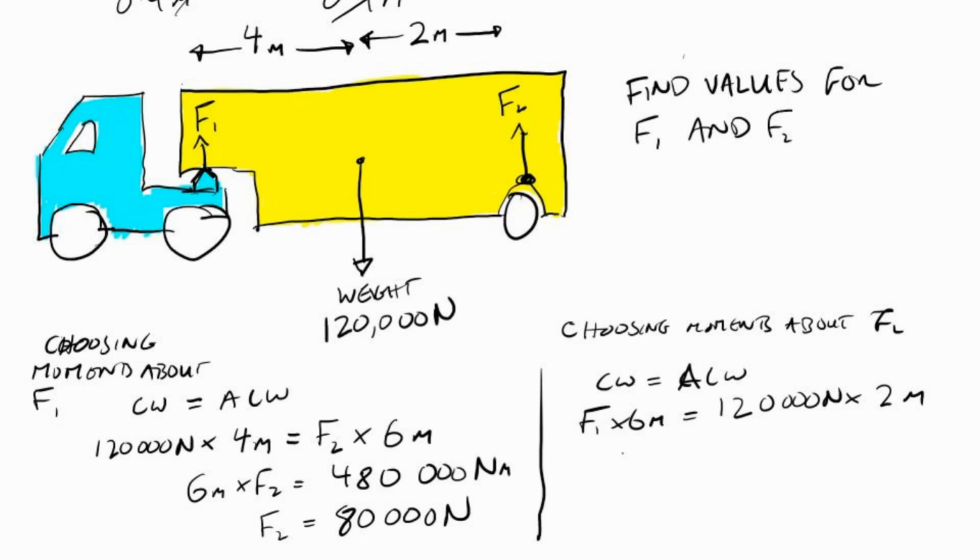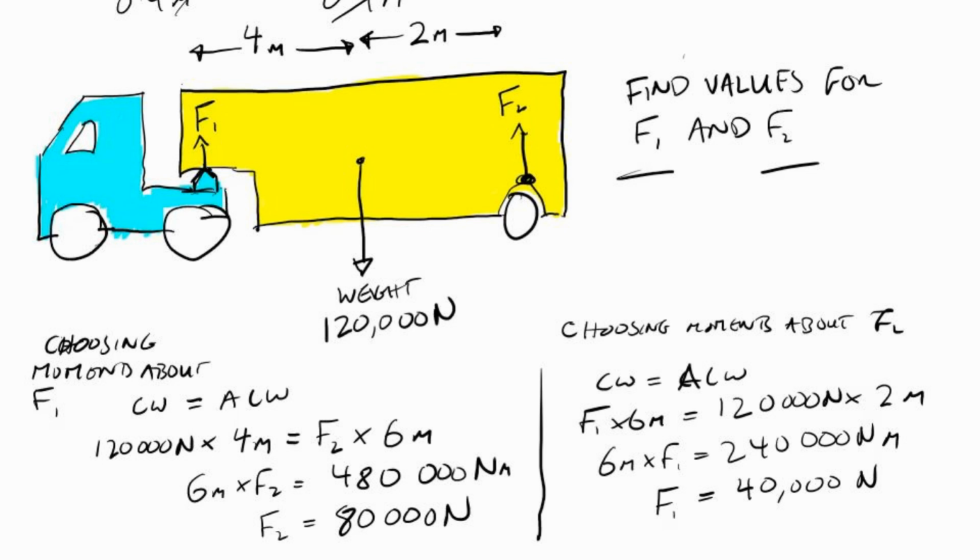Wow, so there we go. 6 meters times F1 is equal to 240,000 Newton meters. Divide both sides by 6 meters, and what I'm going to get then is F1 actually has a value of 40,000 newtons. There we go. I've actually got values for F1 and F2, and it gets better than that.